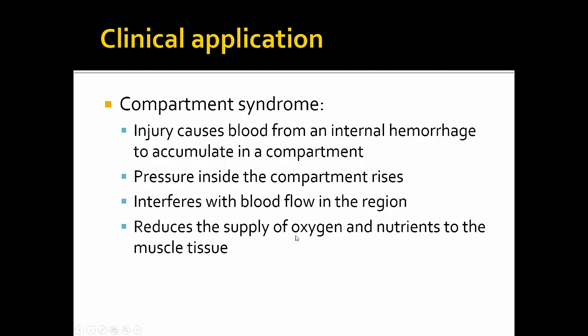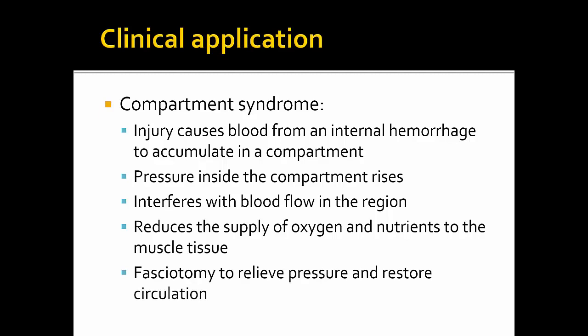So that reduces the supply of oxygen and nutrients to the muscle tissue. And when tissue doesn't get oxygen and nutrients, it begins to die. Dying muscle tissue in your body is a really, really bad thing. So physicians will do a procedure called a fasciotomy, where they literally just slice right through the fascia to relieve the pressure and restore the circulation to that compartment.